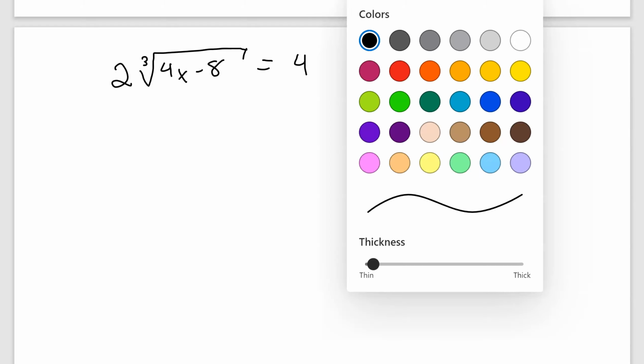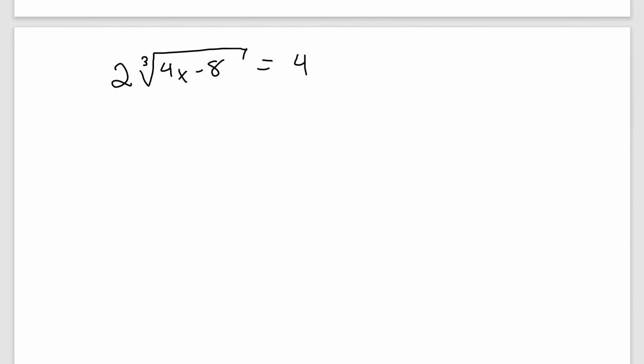Let's look at another one. Let's look at 2 times the cube root of 4x minus 8 is equal to 4. Now in this particular case, these two things are multiplied. I need to get, again, my radical alone. So I need to divide both sides by a 2 before I begin. I need to get that radical by itself first. So I'm going to get the cube root of 4x minus 8 is equal to 2.